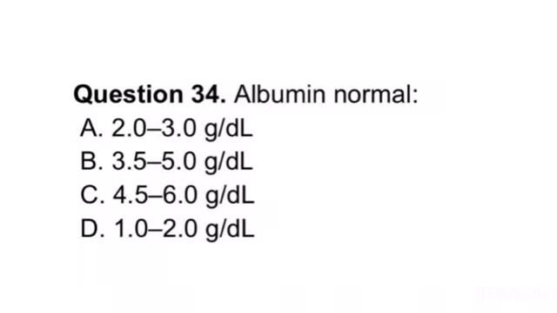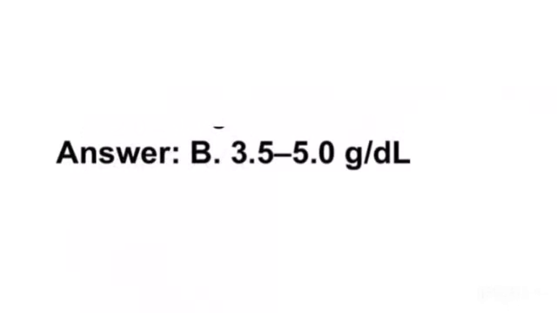Albumin normal. A, 2.0 to 3.0 g/dL. B, 3.5 to 5.0 g/dL. C, 4.5 to 6.0 g/dL. D, 1.0 to 2.0 g/dL. Answer B, 3.5 to 5.0 g/dL.